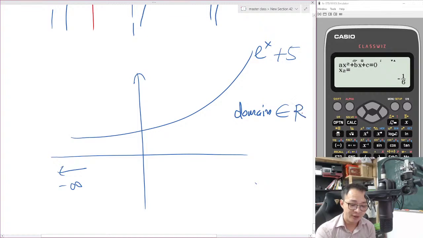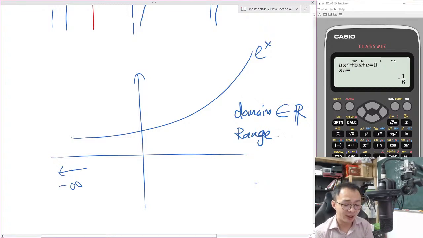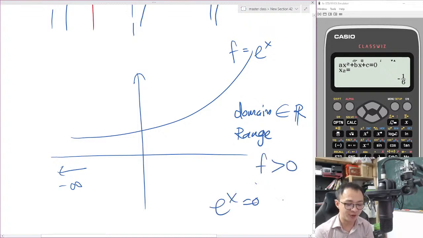Okay, if let's say today is just e^x only, the range will be, let's say this is f equals this one, so f must be bigger than 0, because e^x equals 0 is a math error. Okay, so therefore it cannot equal 0, so f must be bigger than 0. So what if e^x plus 5? What is your range here? Must be bigger than 5.